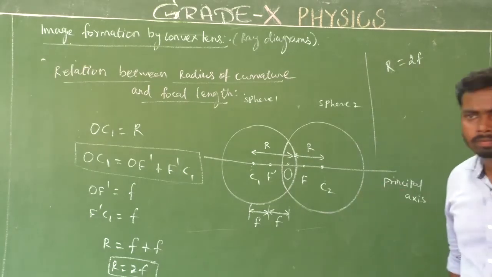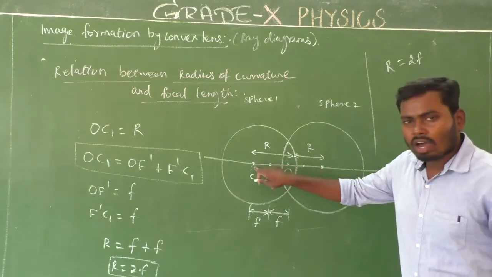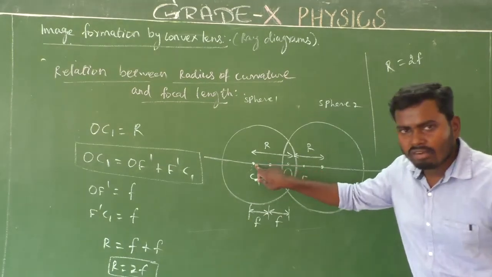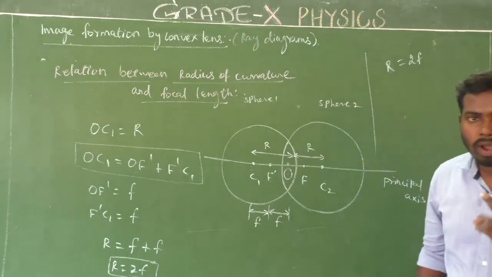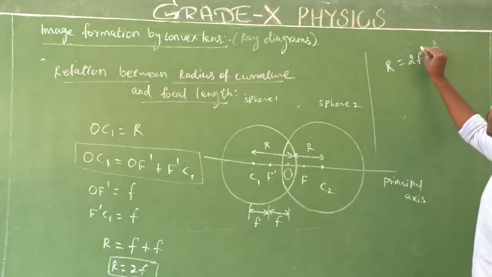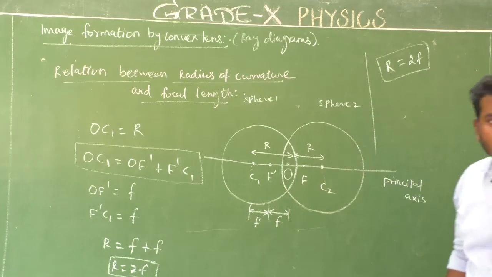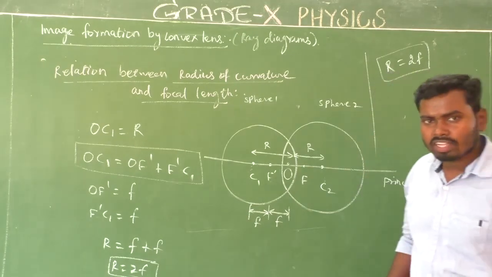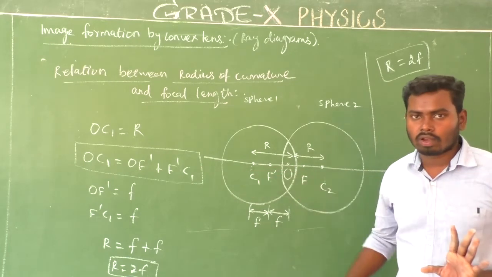What is that meaning, sir? What does it mean, R equal to 2F? It means the radius of curvature is equal to twice its focal length. That is the meaning. Is it clear? So R is equal to 2F. What is R? R means nothing but the radius of curvature. What is radius of curvature? The distance between optical center and the center of curvature. That is radius of curvature.